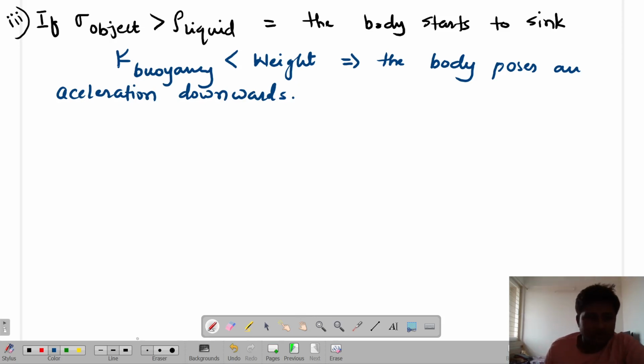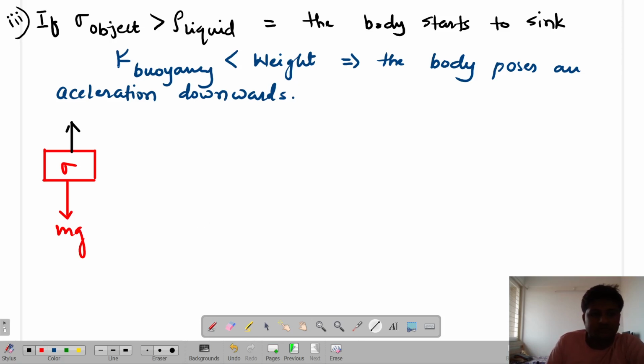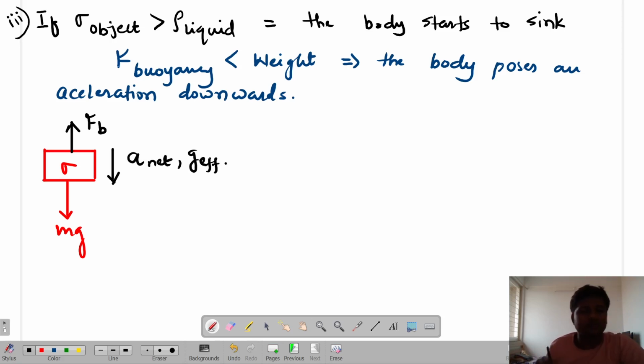So let us consider an object. How come it is pseudo? It's a real force, man. Buoyancy force is a real force. Let the object have density sigma, and it is going inside a liquid. Mg is downwards, but buoyancy force is upwards, isn't it? But since its density is high, it will accelerate downwards. I call this the net acceleration, or g effective. Are you able to get me or not?